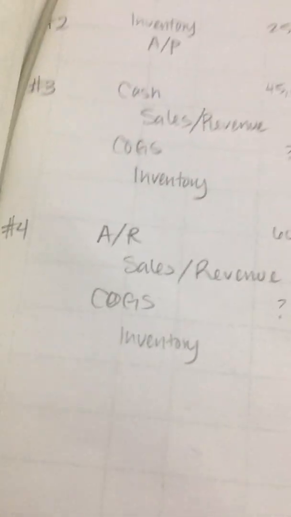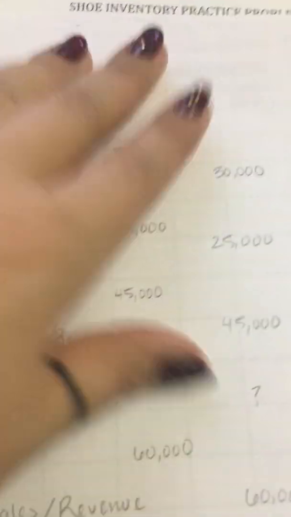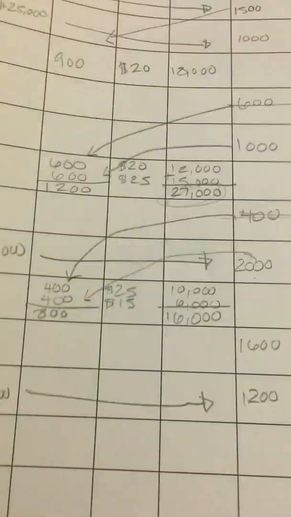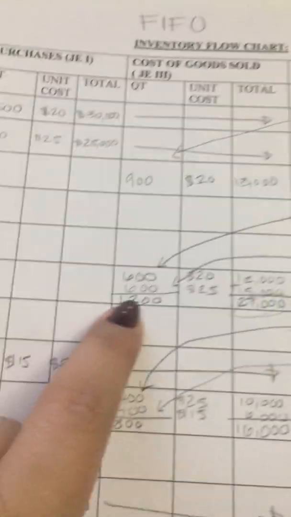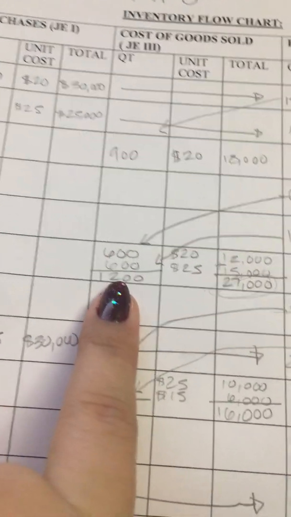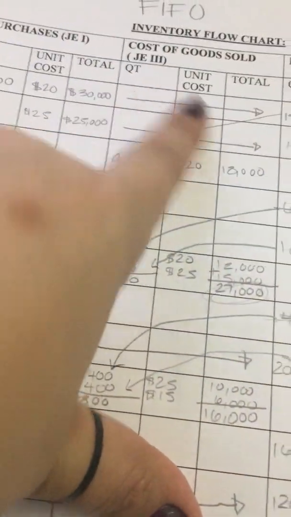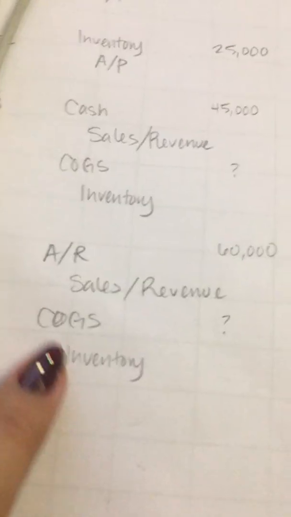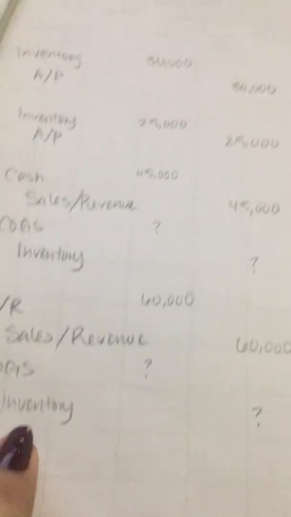Number 4, I might as well give you guys that one. Notice number 4 says 1,200 units were sold. So you're going to go back again to your inventory flow chart, and notice I wrote number 4, and here's the amount that I sold. And what is the total end amount? It's under total cost of goods sold, 27,000. You're going to plot that under COGS, 27,000, and 27,000 on inventory.